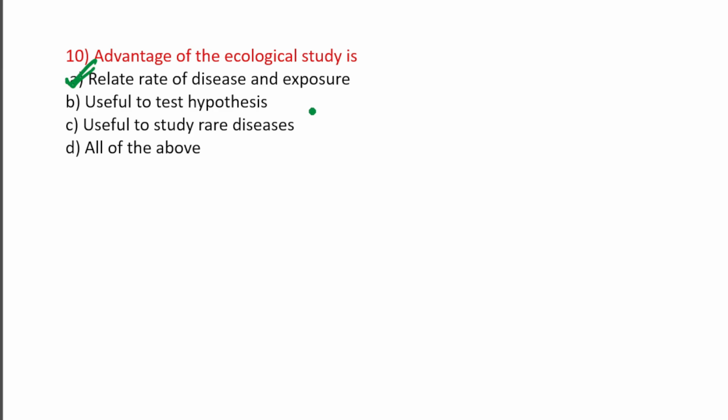Now let us see the other two options. Useful to test the hypothesis is in cross-sectional study, and useful for rare diseases is either a case report or a case series. So we have completed the answer for this question, that is option A.